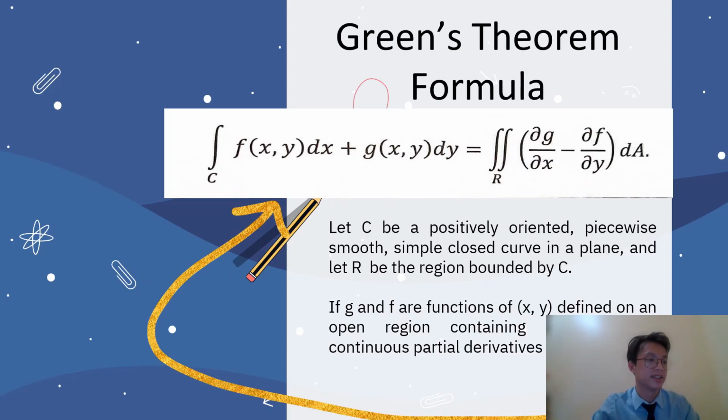This is the relationship between the line integral along the closed curve C and the double integral of the region surrounded by R. See also Green's identity. Green's formula can also be used to calculate the area of the plane figure.